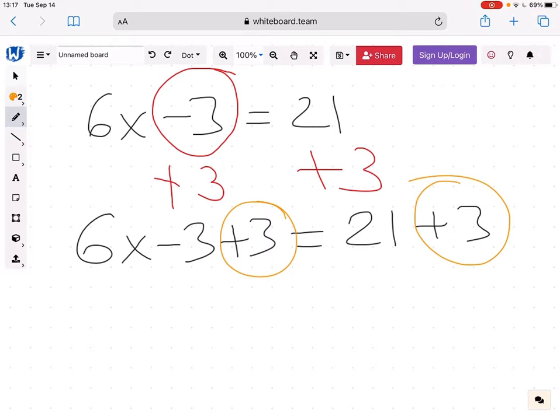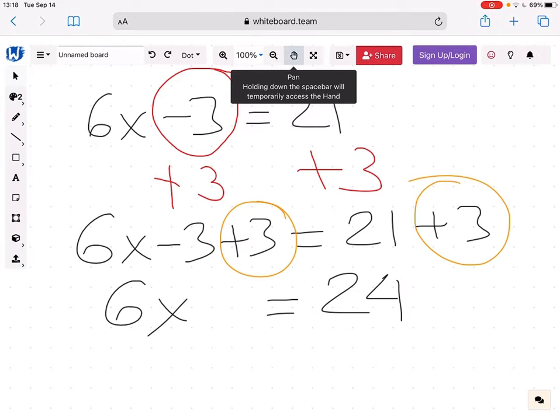Now, let's simplify. On the left-hand side, we have 6x, but then we have minus 3 plus 3, that's 0, so nothing else. And on the right-hand side, we have 21 plus 3, which is 24. Now, we're basically looking for a number x which, if we multiply by 6, we get 24. And if we know the multiplication table, we can easily say that that number should be 4. But let's continue going the formal way.